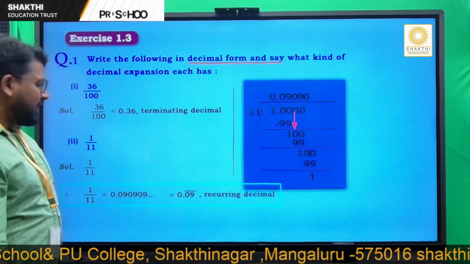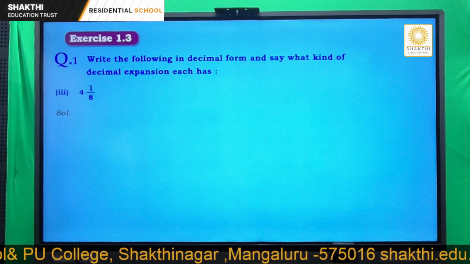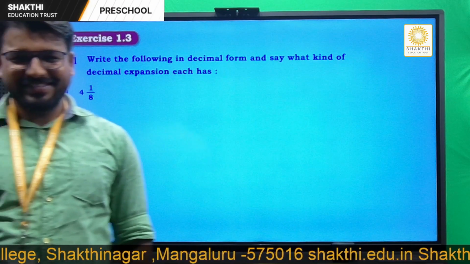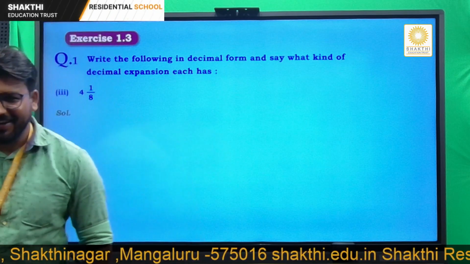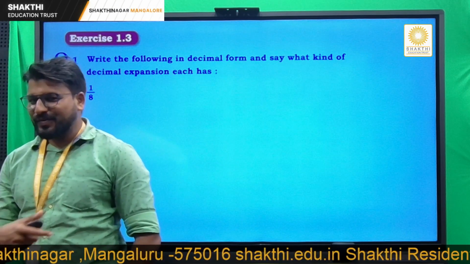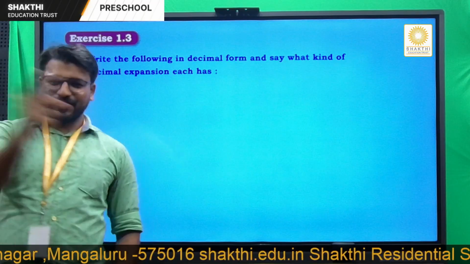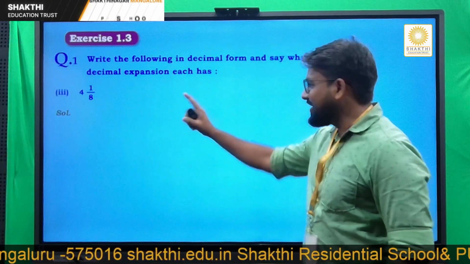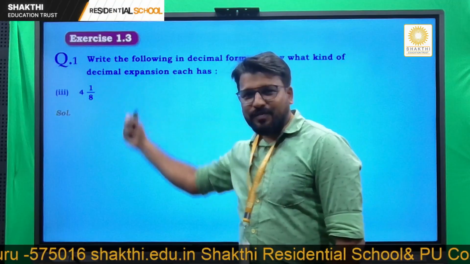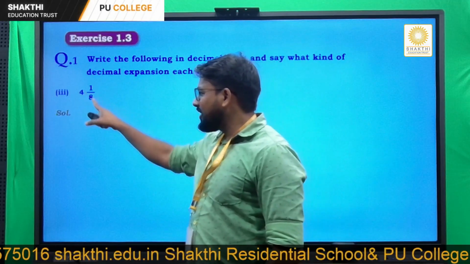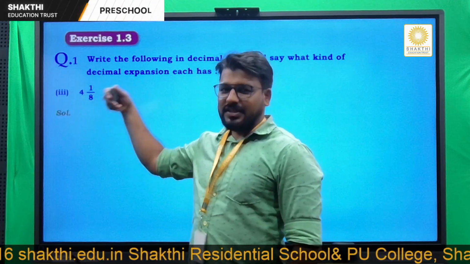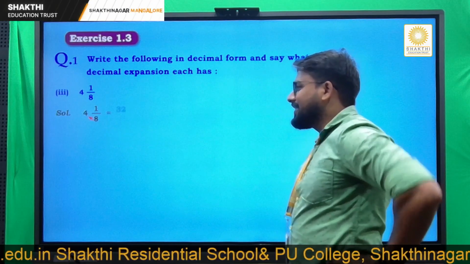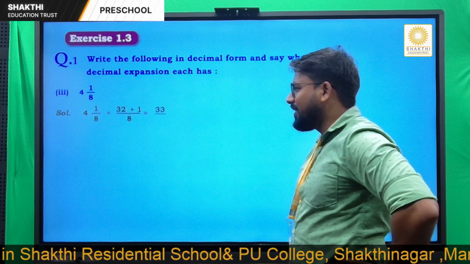Great. What kind of a fraction is this one? Yes, this is a mixed fraction, right? And how to convert a mixed fraction into an improper fraction? You all know it. You can write this as 4 integer 1 by 8. You will multiply 8 and 4, which is 32. 32 plus 1 is 33. Yes, you are right. It is 33 by 8.